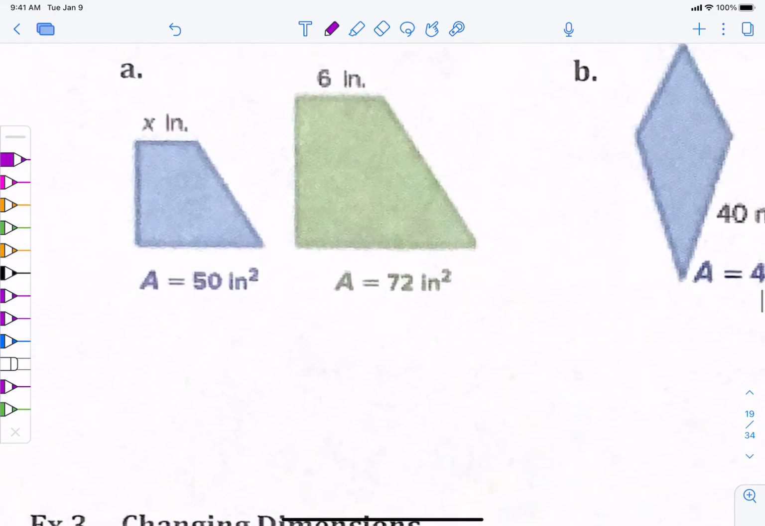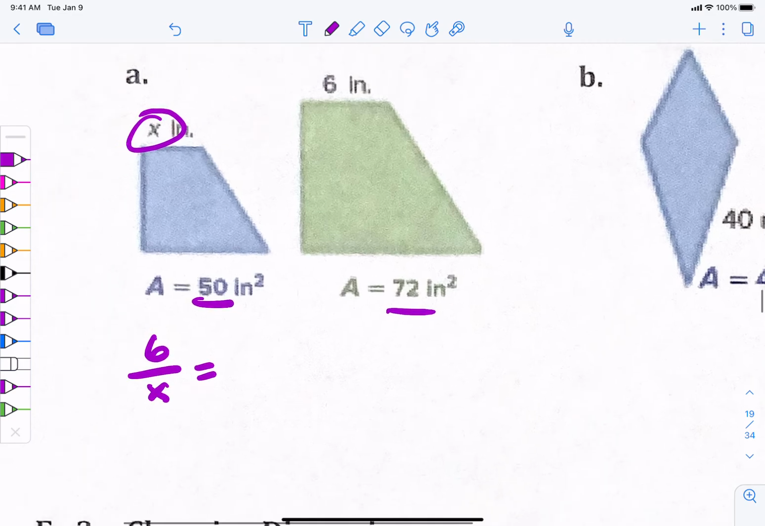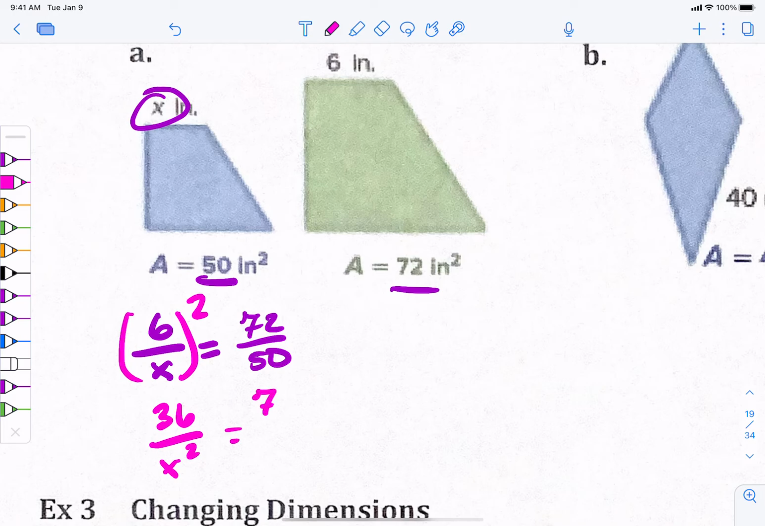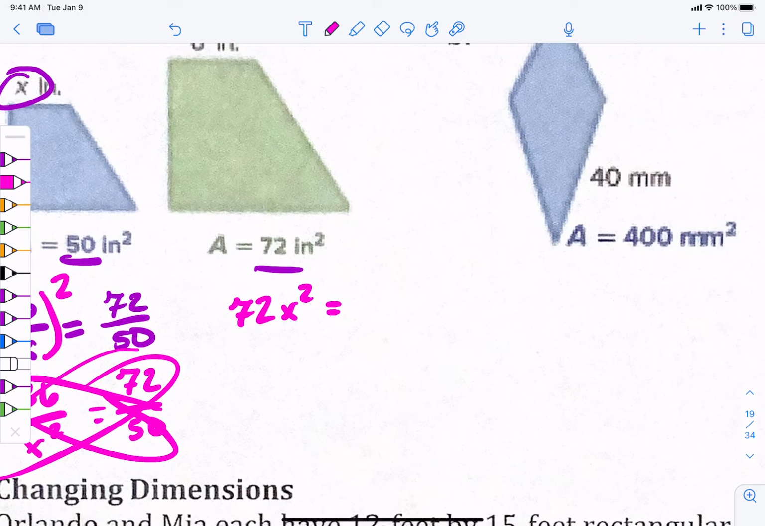Let's do this one. Same thing again. They give you the areas, and now you're trying to solve for x, so let's set it up. Here's my proportion. What over what? 6 over x, end over beginning, equals 72 over 50. You have to square the left because it's the scale factor squared equals the area. 36 over x squared equals 72 over 50. Cross multiply. 72x squared equals 36 times 50, 1800.